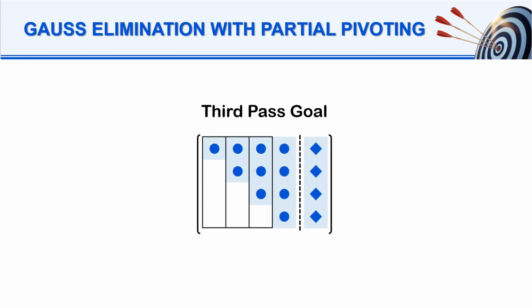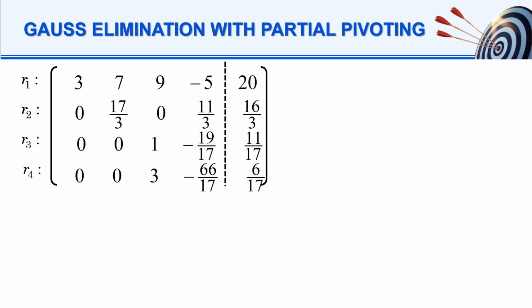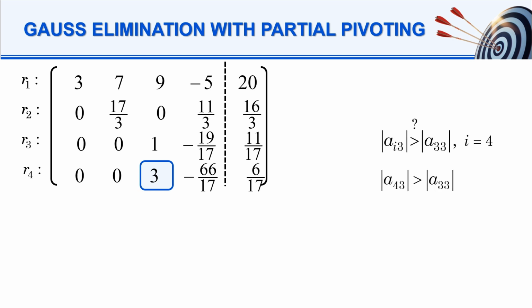The goal of the third pass is to ensure that the pivot in the third column is the largest in magnitude, and then eliminate all the elements below the pivot. As can be seen, the 1 in the third row, third column element, is not the largest in magnitude of the elements below the pivot in the third column. The largest element, which is 3, is in the last row. Therefore, we should interchange rows 3 and 4.